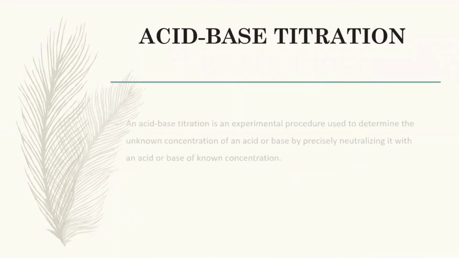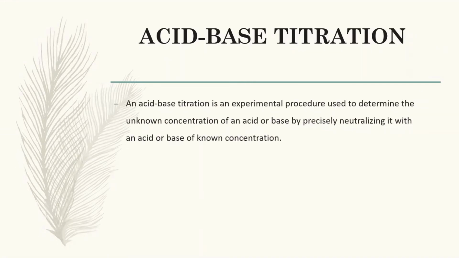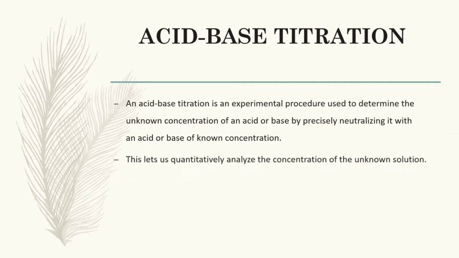Acid-base titration. An acid-base titration is an experimental procedure used to determine the unknown concentration of an acid or base by precisely neutralizing it with an acid or base of known concentration. This lets us quantitatively analyze the concentration of the unknown solution.